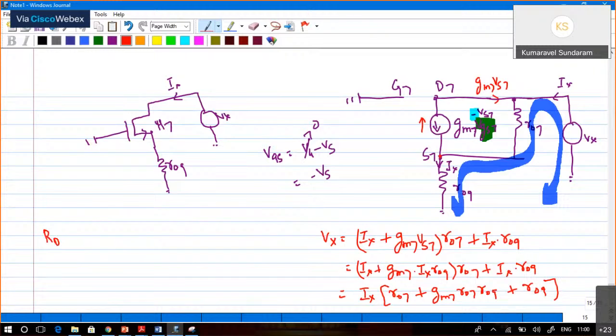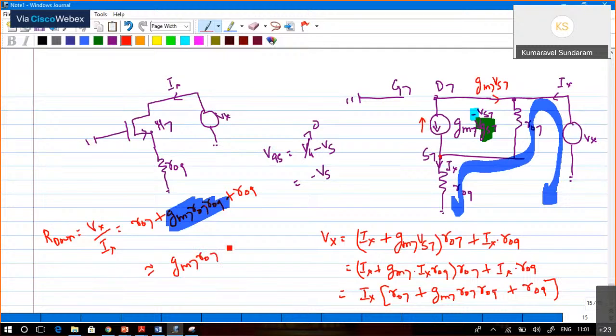So R down is equal to Vx by Ix. That is going to be RO7 plus gm7 RO7 RO9 plus RO9. So this term is much higher. Okay. So approximately RO9. That is going to be the down impedance.